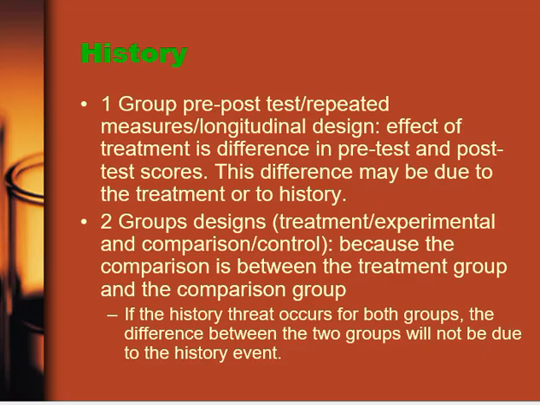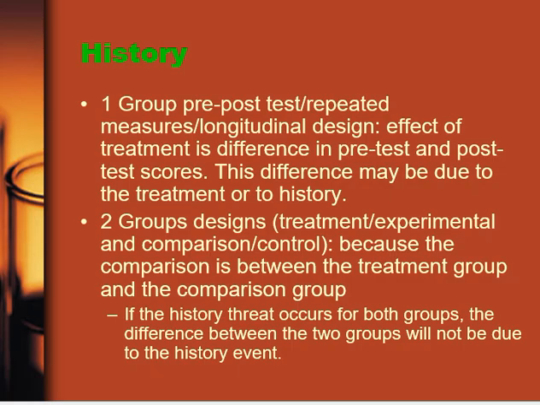For example, if we have one group that has a pre-post test, or it could be a repeated measures design or a longitudinal design, the effect of the treatment is obviously the difference. We look at the pre-test scores versus the post-test scores, and the difference between them, to see if our experimental treatment worked or not. But if we only have one group, we don't know if that difference could actually have been due to some sort of history event.